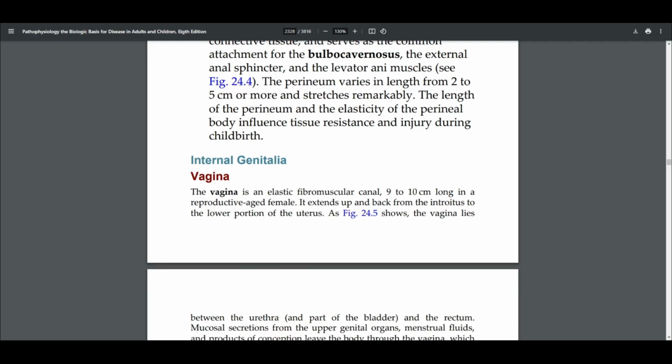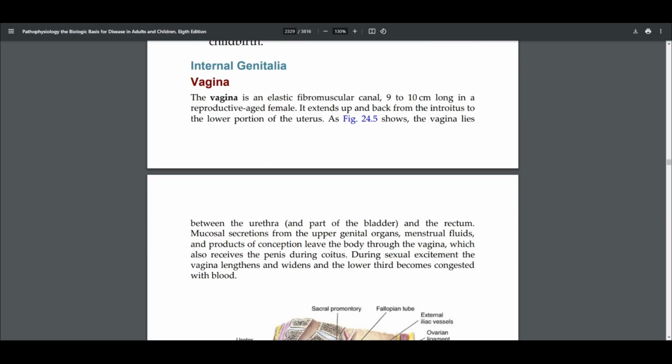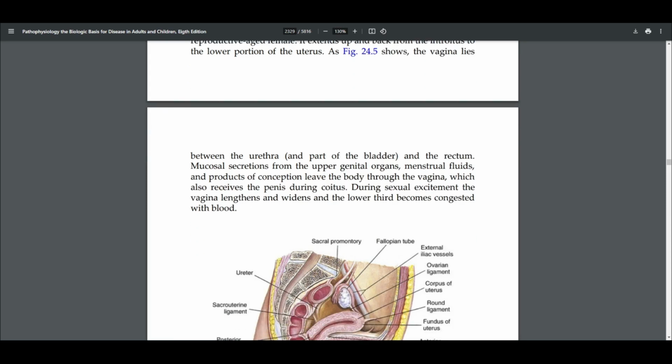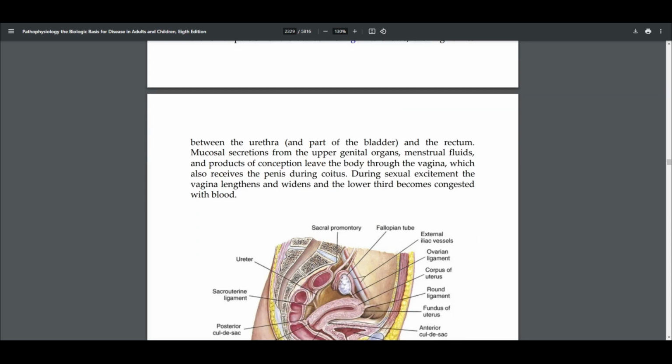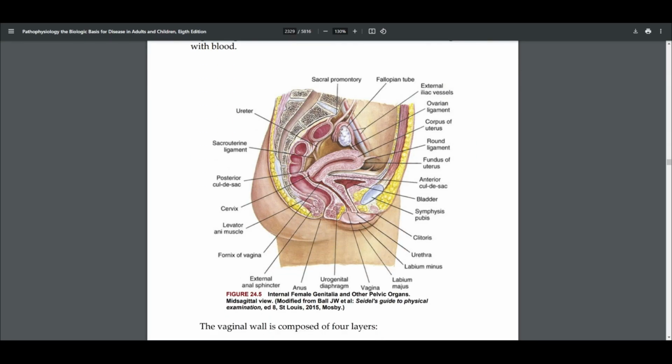The following figure shows the vagina lies between the urethra and the rectum. Mucosal secretions from the upper genital organs, menstrual fluids, and products of conception leave the body through the vagina, which also receives the penis during coitus. During sexual excitement, the vagina lengthens and widens, and the lower third becomes congested with blood. So here you're taking a picture of the internal female genitalia and other pelvic organs.